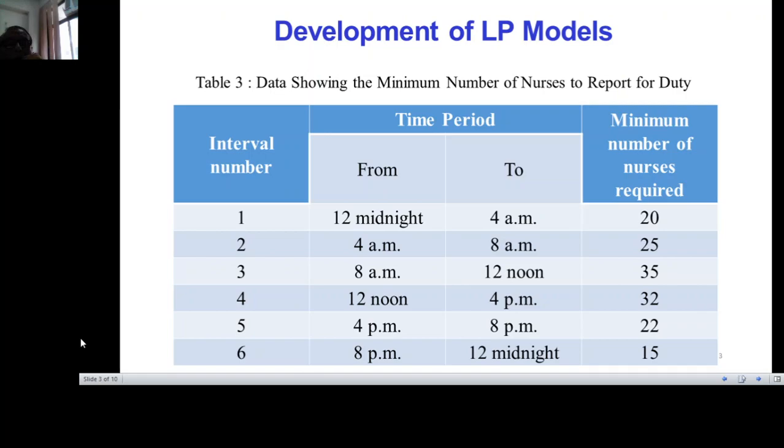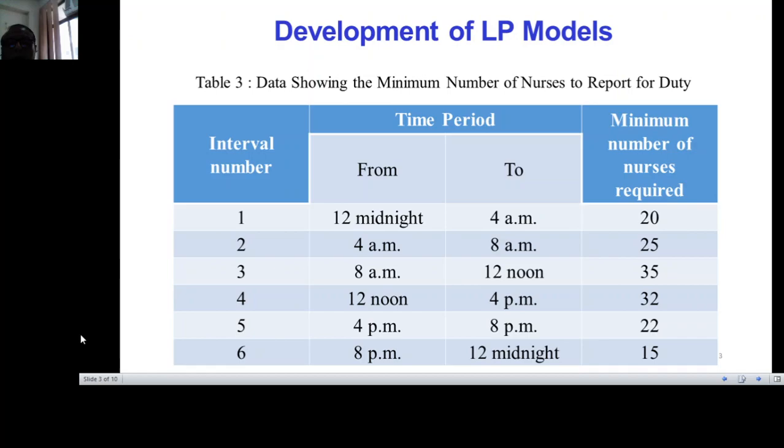From 4 am to 8 am, you require minimum 25 nurses. 8 am to 12 noon, 35. Similarly, from 12 noon to 4 pm, 32. 4 pm to 8 pm, 22. And 8 pm to 12 midnight, you need say 15 nurses. So, how many nurses should report at what time, so that the minimum number of nurses required during each block is met, and we minimize the number of nurses? This is our manpower scheduling problem.